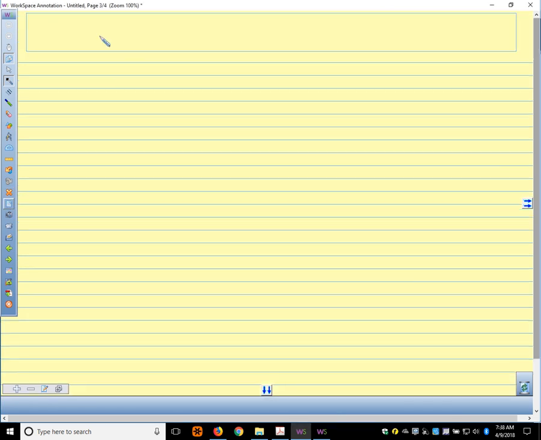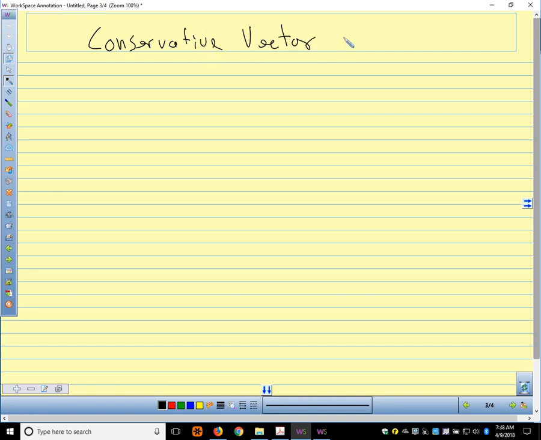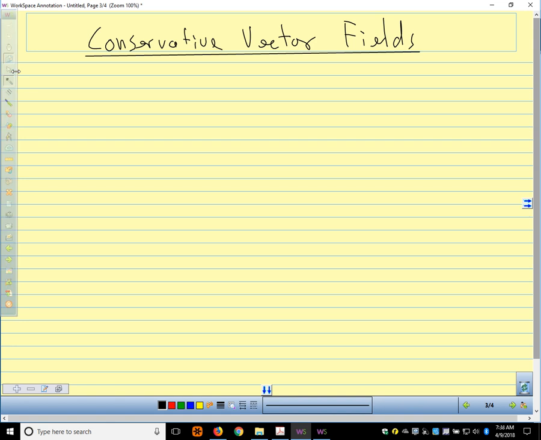The next thing we need to talk about is conservative vector fields. Conservative vector fields are very important types of vector fields because they have very nice properties, and we'll use those properties to help us with problems in the future.